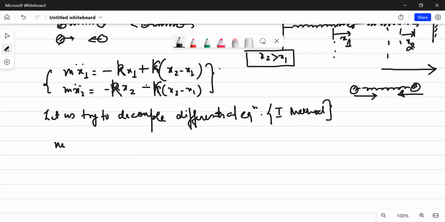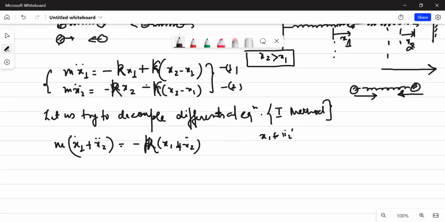So let us add these two equations. If I add these two equations, I'll get x1 double dot plus x2 double dot is equal to minus k (x1 plus x2). And I will write small k again. You can see that these are the normal coordinates. So x1 plus x2 is one such normal coordinate which is executing oscillation with an angular frequency root over k by m. These are your independent coordinates which are executing oscillation with one single frequency.